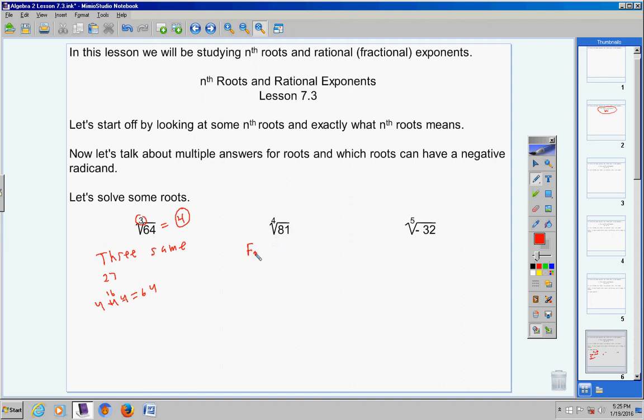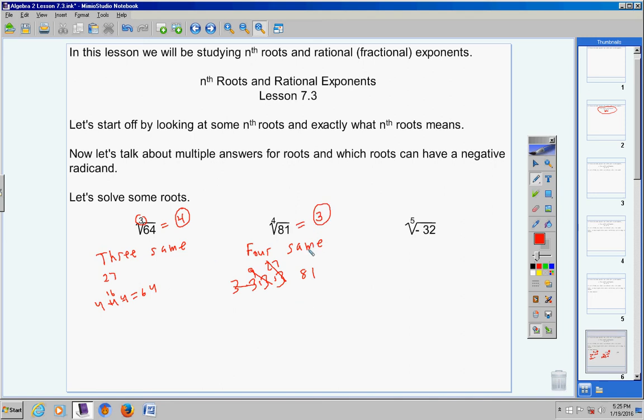So now I want 4 numbers that are the same being multiplied together. How about 2? 2 times 2 times 2 times 2. It's 16. How about 3? 3 times 3 is 9. Times 3 is 27. Times 3 is 81. That's it. Check it and see, okay? So the fourth root of 81 is 3. There we go. Moving right along. These aren't difficult, are they?